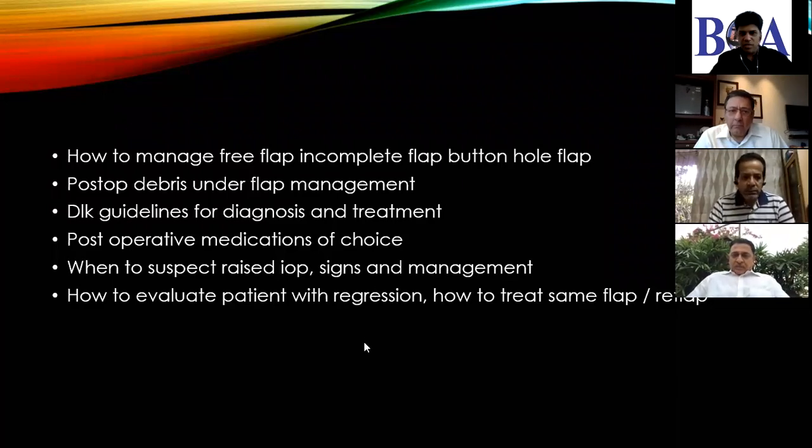Okay. When to suspect a raised IOP? What are the signs and what is the management? Okay, so basically this is what is called pressure-induced stromal keratitis. It's a very good differential diagnosis, always mentioned in the books. It's not very common. I've seen one, but it occurs much later than DLK, a few weeks later, and you stop the steroids and it responds.